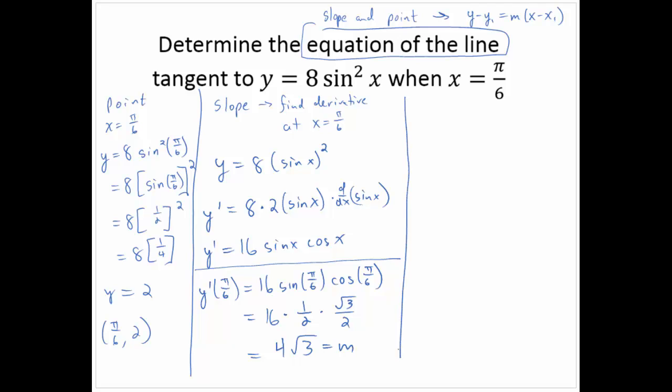So putting that all together, I can write y minus y1, y minus 2 is m, 4 root 3, times x minus pi over 6. And that's the equation of the line. They didn't ask for a slope-intercept form, so I'm going to just leave that alone.